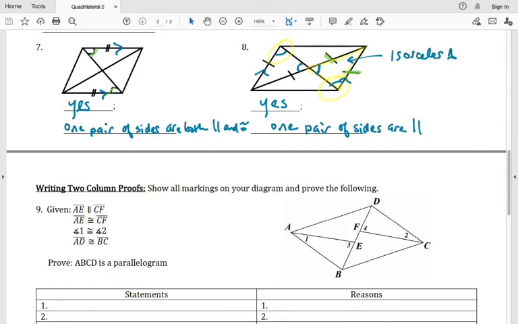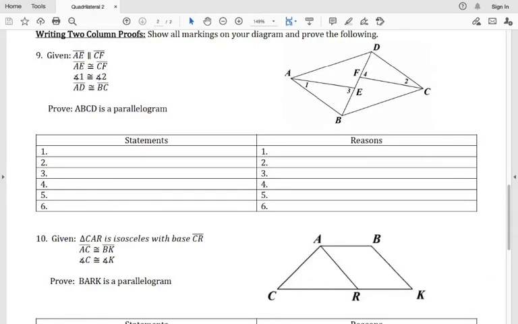All right, let's do some actual proofs. Okay, on this first one, we're told AE is parallel to CF. So I'm going to mark that.